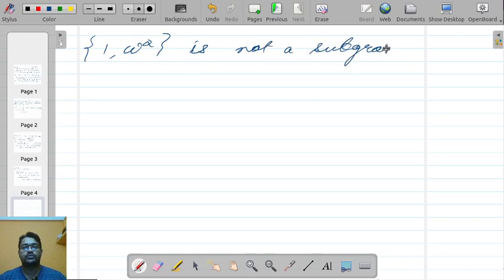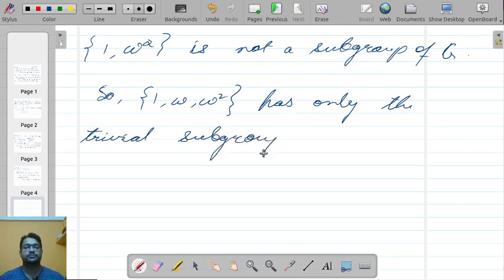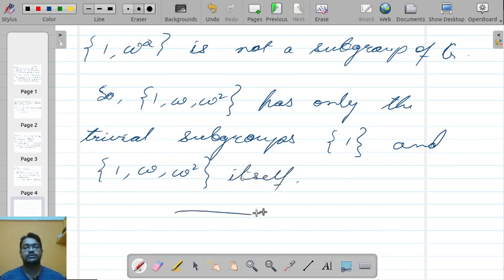So {1, omega square} is also not a subgroup of G, right? So this group has only the trivial subgroups, and that is the singleton {1} and the set {1, omega, omega square} itself.